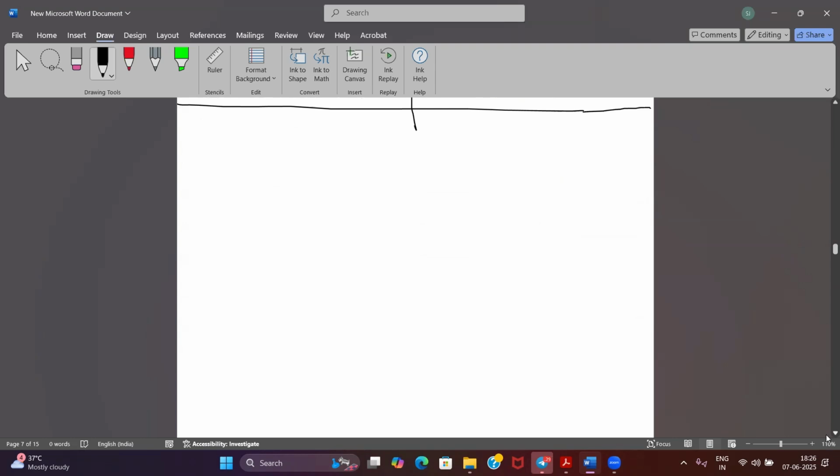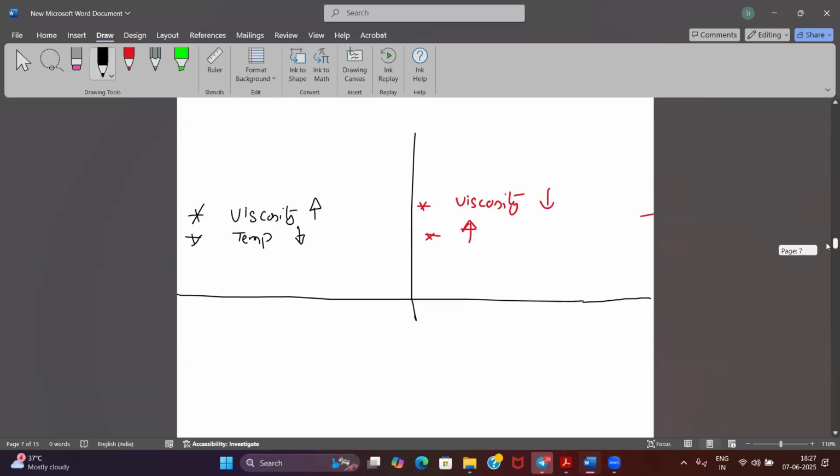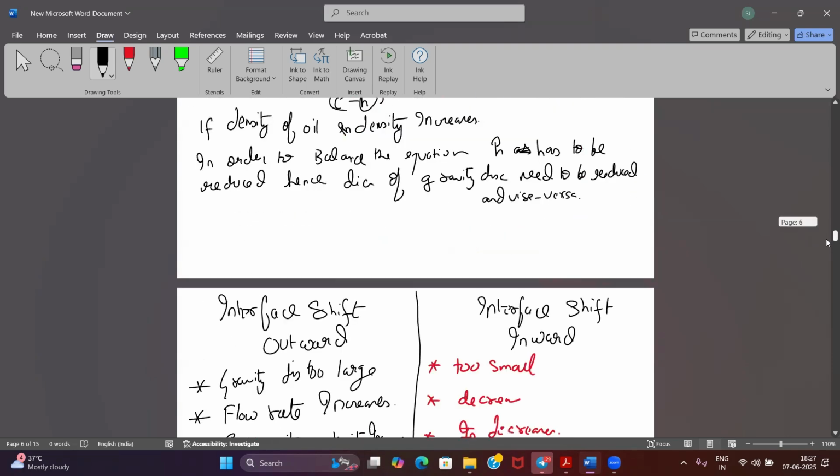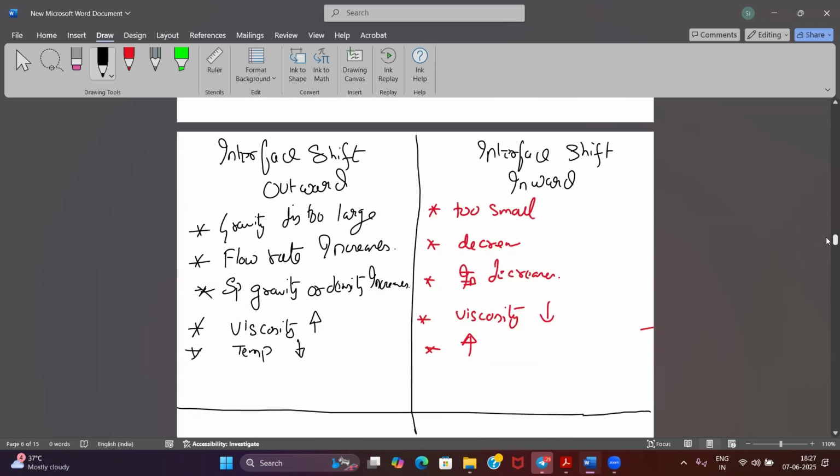Okay, is it clear? Back pressure, and how the interface is maintained, where it is maintained. How the interface moves inward and outward, and regarding how my overflow is going to happen. See, this is overflow only, right? All these things are overflow, right?